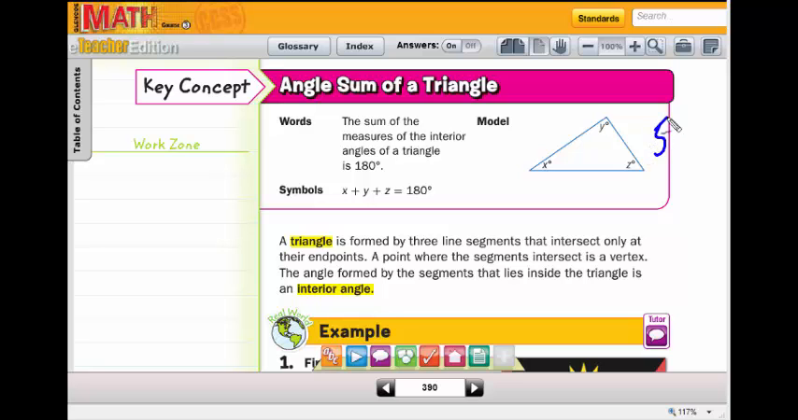Okay, here are your solutions to 5-3, the examples. 5-3 is angles of triangles.